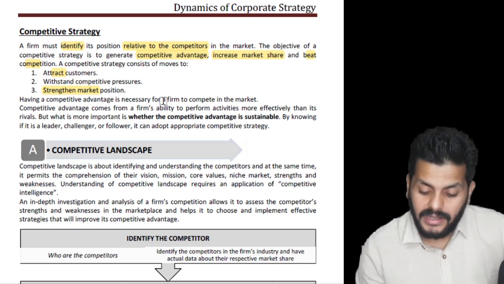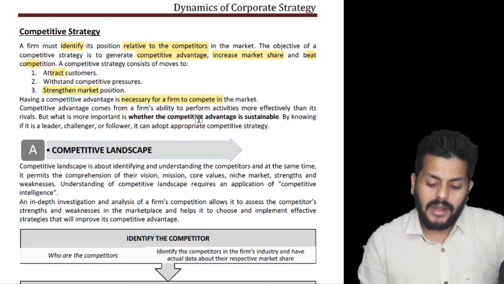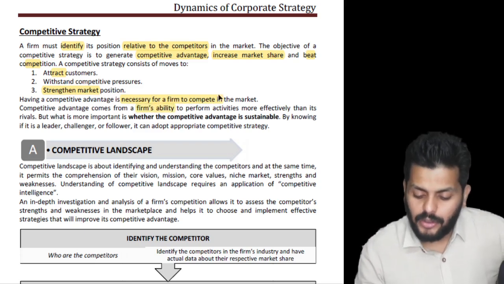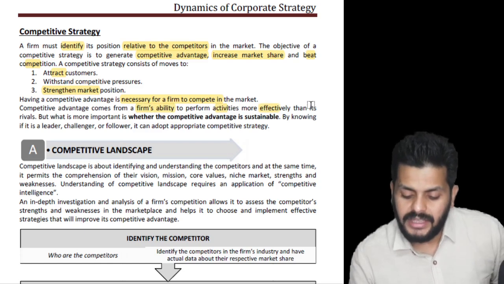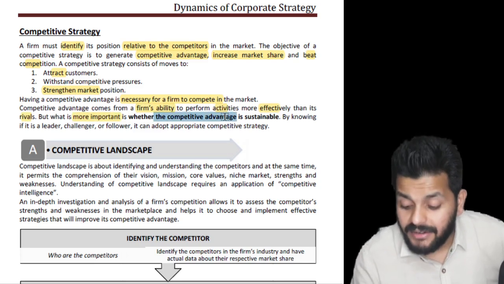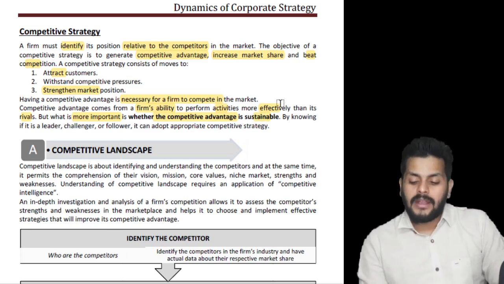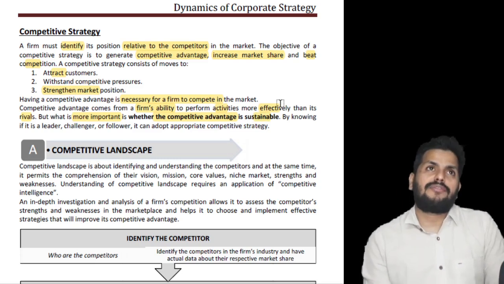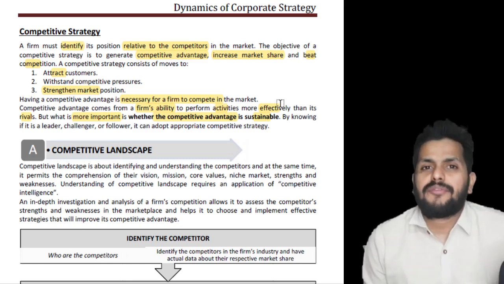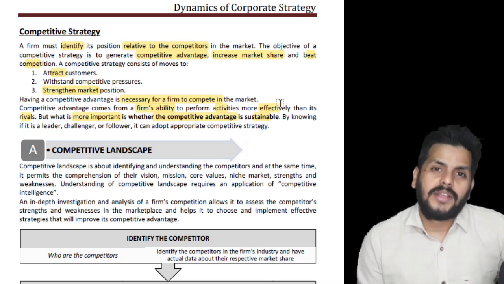Having a competitive advantage is necessary for a firm to compete in the market. Competitive advantage comes from the firm's ability to perform activities more effectively than its rivals. But what is more important is whether the competitive advantage is sustainable. Are you able to hold it in the long run? This particular point always reminds me of one of the very famous quotes by Dr. Abdul Kalam. He puts it very beautifully, saying that don't relax after your first victory, because if you don't win the second time, people call the first victory an accident.